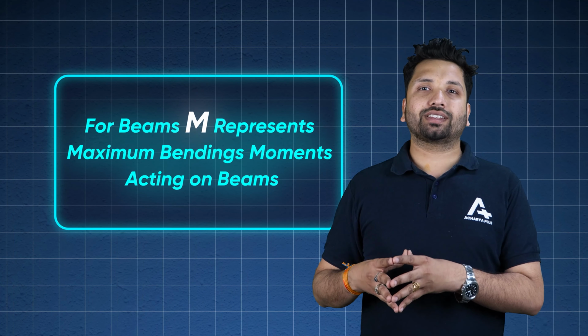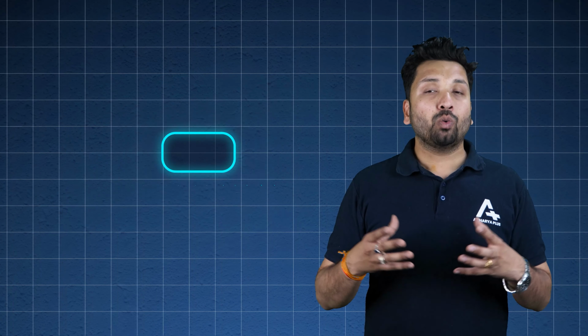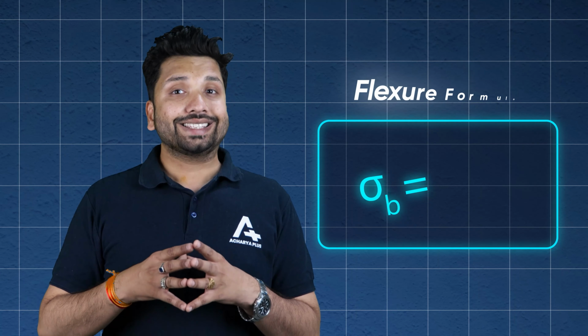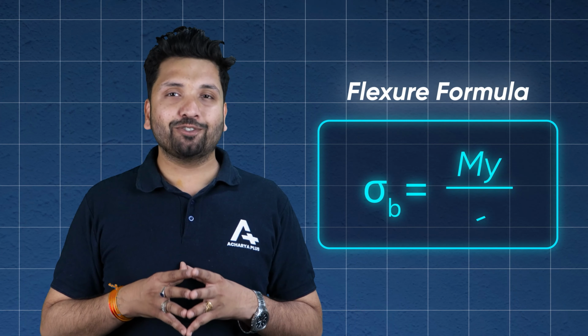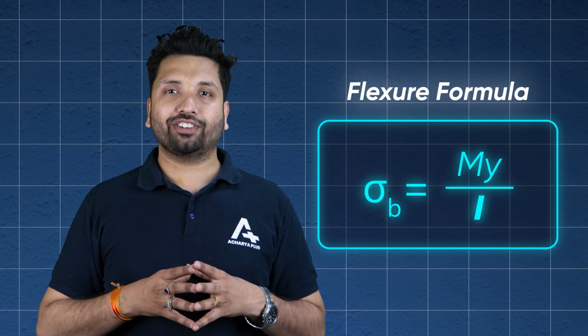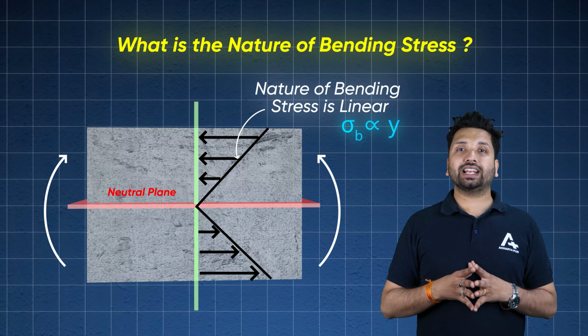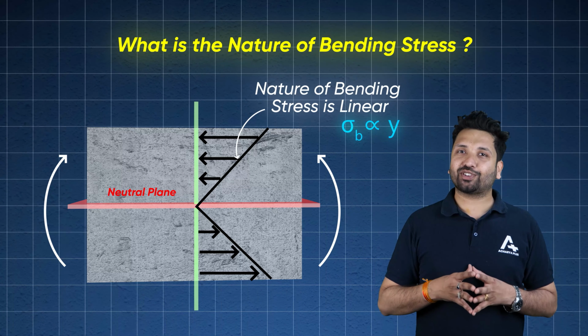Maximum bending stress, sigma max, is given by the formula called the flexure formula, written as sigma b equals M y upon I. And this is a very important formula. This also tells us the nature of bending stress. The nature of bending stress is basically linear, as it varies linearly with respect to the distance from the neutral axis.